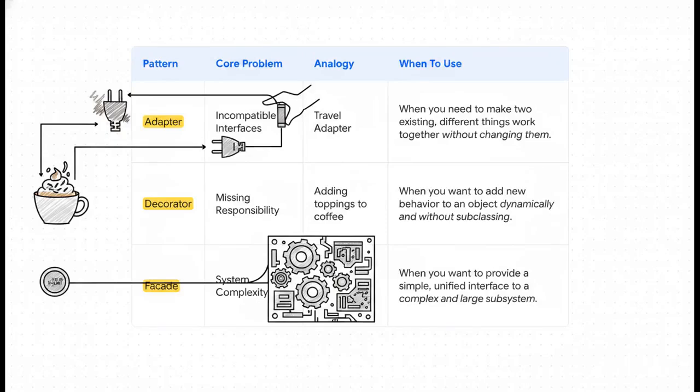So let's just break it down one last time, side by side. You use an adapter when your core problem is an interface mismatch. Your job is to translate. Use a decorator when your problem is a missing feature or responsibility. Your job is to add new behavior dynamically. And you pull out the facade when your problem is overwhelming system complexity. Your job is to simplify how people interact with it. See? Three very distinct problems, three very specialized tools.